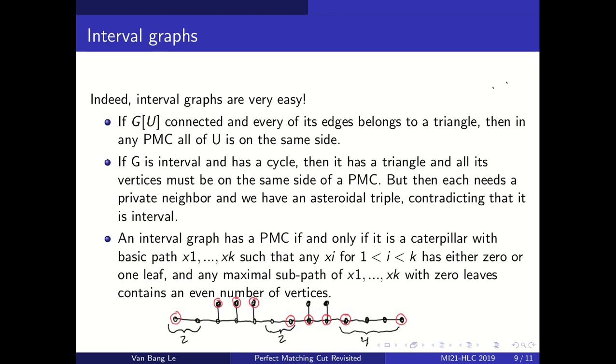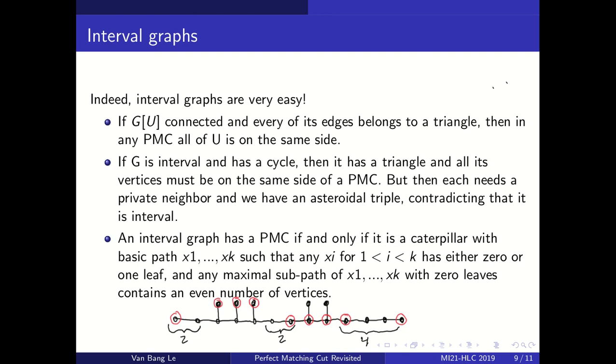If we have a set of vertices U that induce a connected graph, and every edge of this induced graph belongs to a triangle, then it is easy to see that in any perfect matching cut of the graph, all these vertices have to be on the same side. Right? If you take a triangle, you cannot have two vertices of the triangle belonging to one side of the cut and one vertex to the other side, because then this vertex on the other side would have two neighbors across the cut, and it should only have one neighbor across the cut.